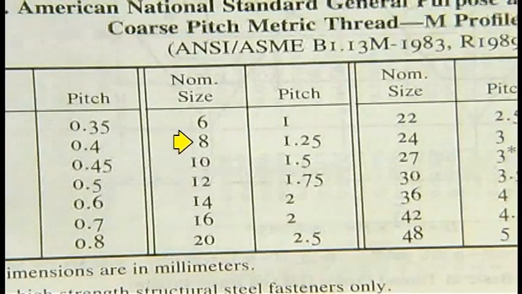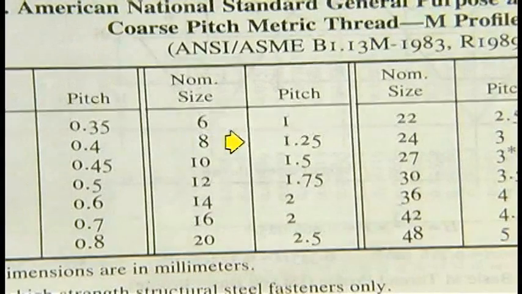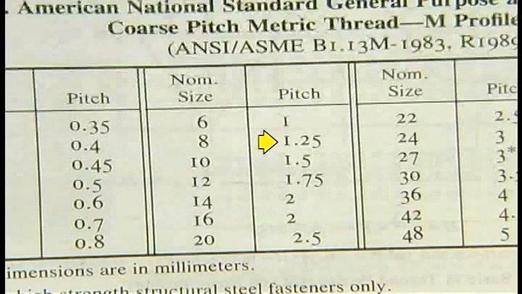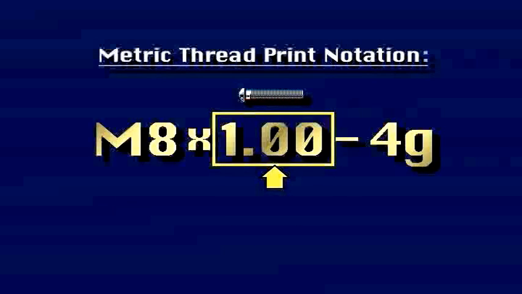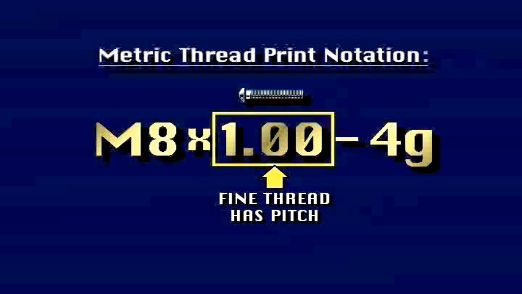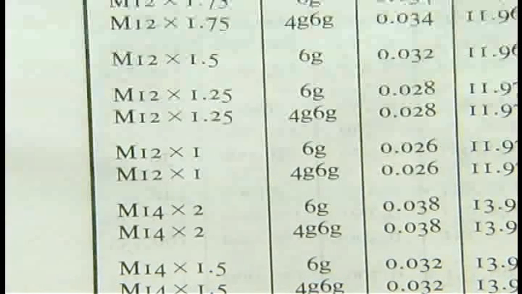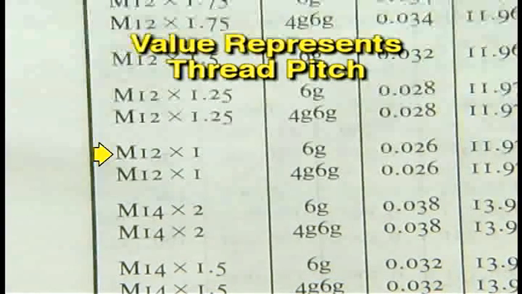For example, the pitch of metric coarse threads, whose major diameter notation is 8 millimeters in diameter, will always be 1.25 millimeters. When a fine thread has been designated, the pitch will be noted on the print after a times sign. For this fine metric thread with x 1.0, the pitch is 1 millimeter. This value is the true pitch, and not the pitch diameter or the threads per millimeter.